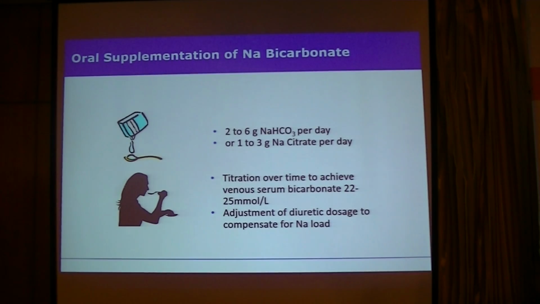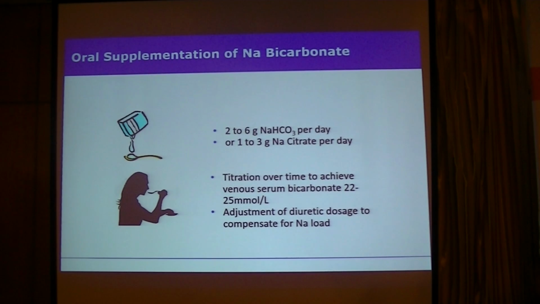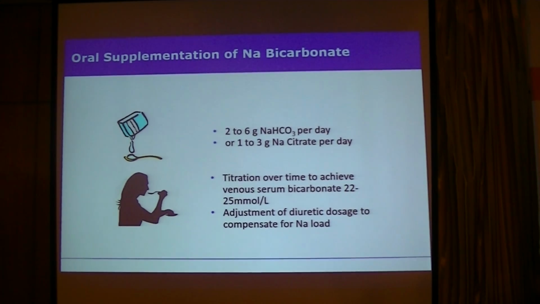So, a very simple recipe. Depending on the level of kidney function and the bicarbonate concentration, you have to supplement your patient with between 2 to 6 grams of bicarbonate a day, or maybe, if you are a little bit afraid of the sodium that comes with the bicarbonate, maybe a little bit less with citrate. But still you have to make this correction, and target a venous bicarbonate of 20 to 25. Maybe you have to adjust the diuretics, because if you bring more sodium with the bicarbonate, you have to increase the diuretics, but still, it's easy and very efficient.